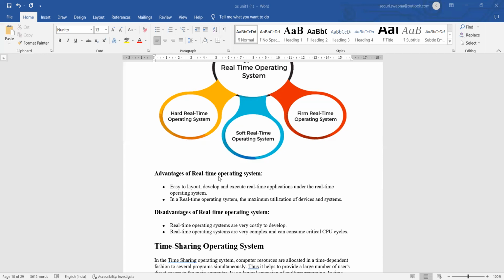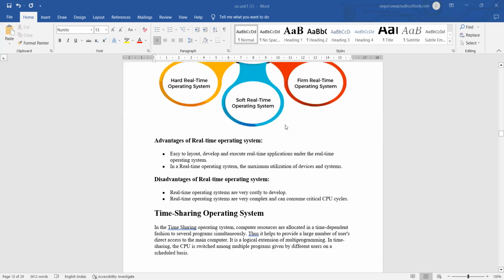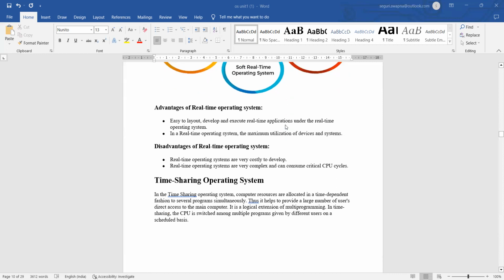Coming to the advantages and disadvantages of real-time operating system: it is easy to maintain and easy to set up, it will execute the real-time applications, and it maximally utilizes the devices and the systems. The disadvantage of this real-time operating system is that it is complex and costlier to develop.